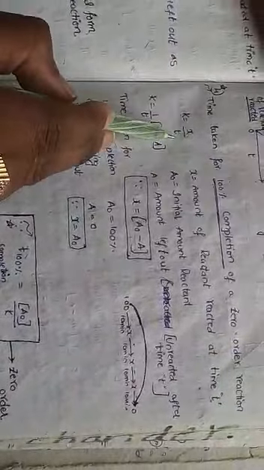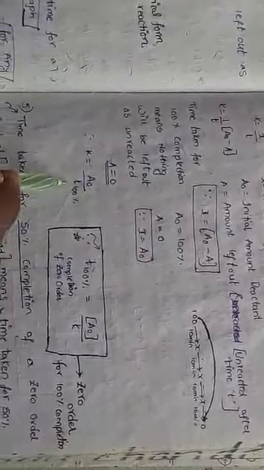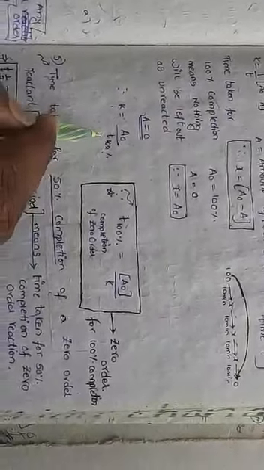We know the formula k equals x by t, where x equals A naught minus A. Now A equals 0, so k equals A naught minus 0, that is A naught, by t, the time for 100 percent completion. This is also another mathematical form of the zero order reaction.